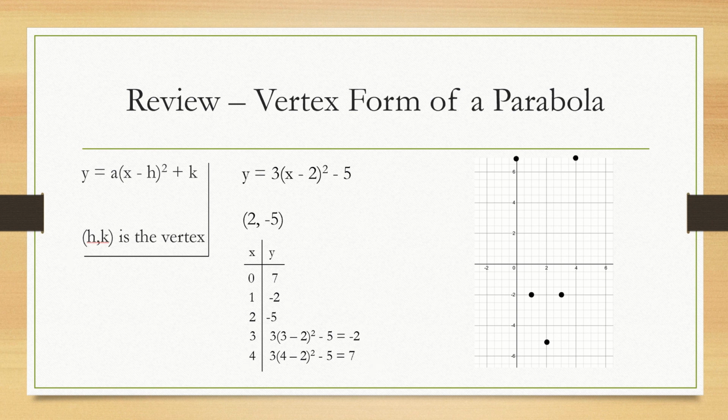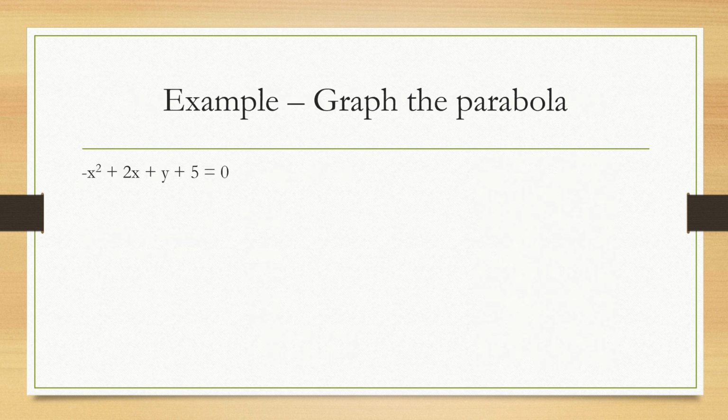So we can plot those points right there, and then connect them with a smooth curve to make our parabola. Okay guys, so with that review out of the way, let's take a look at this example right here. We're asked to graph this parabola, negative x squared plus 2x plus y plus 5 equals 0. So we're going to basically have to get this in vertex form.